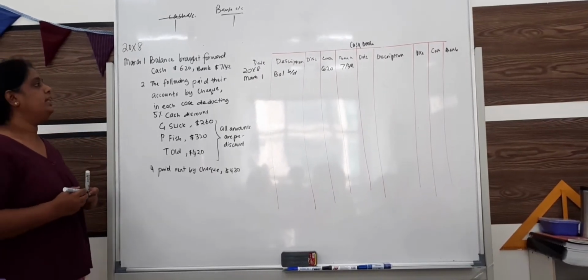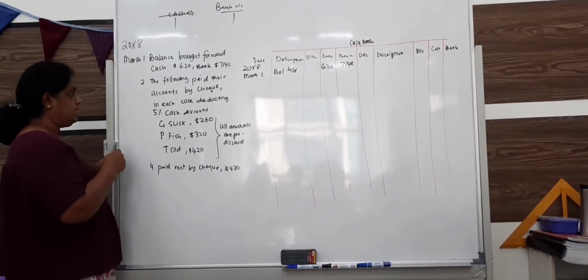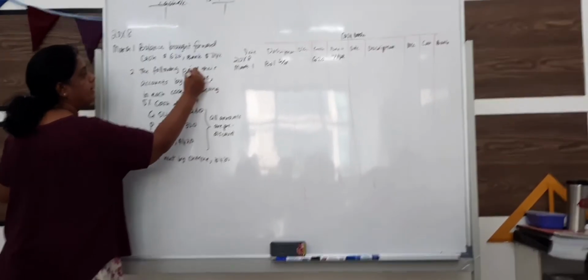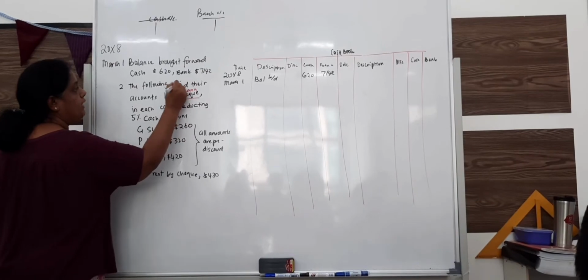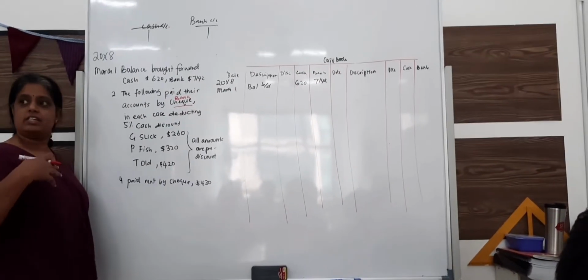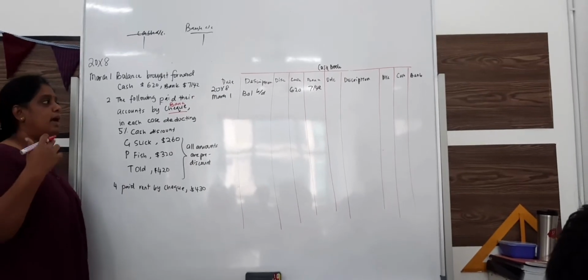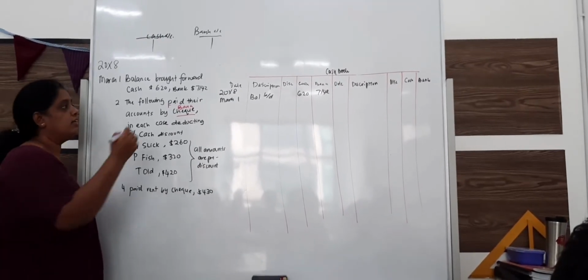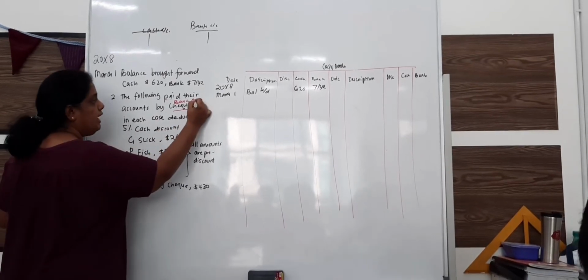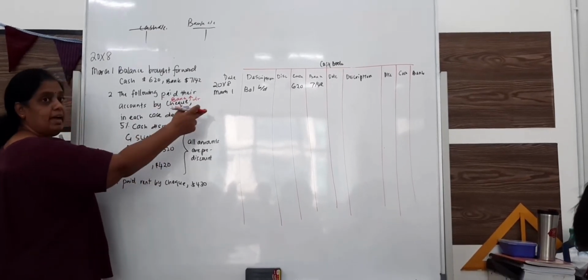Now let's look at this. The following paid their accounts by check. So which account is it, cash or bank? Bank. They pay, so are we receiving or are we paying? Receiving. Bank increases or decreases? Increases. So when bank increases, is it debit or credit? Debit. There you go. So you have to debit your bank.